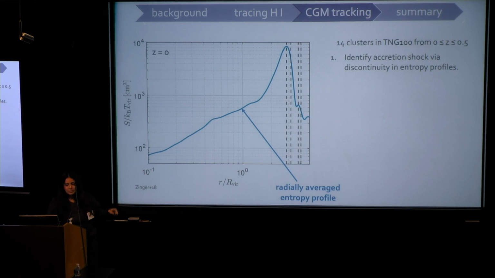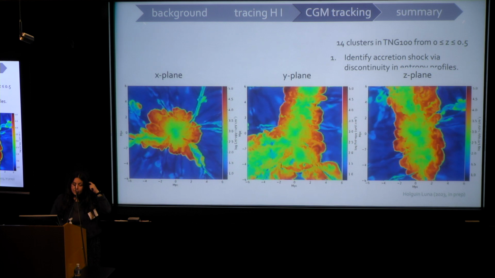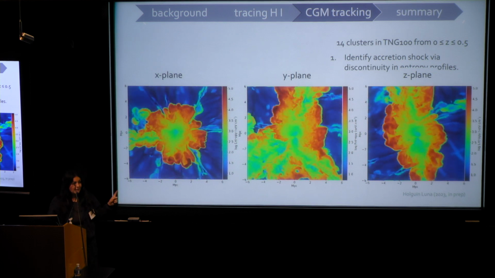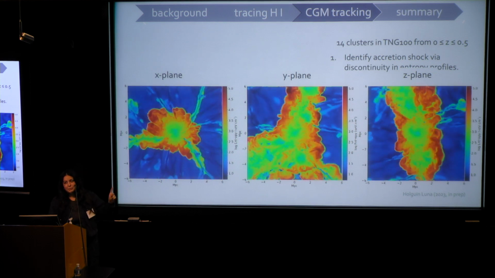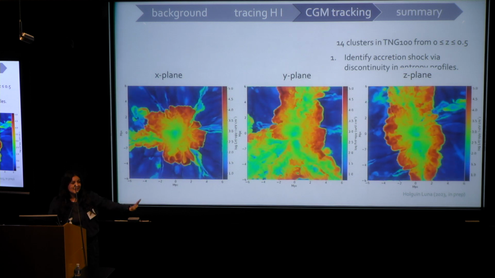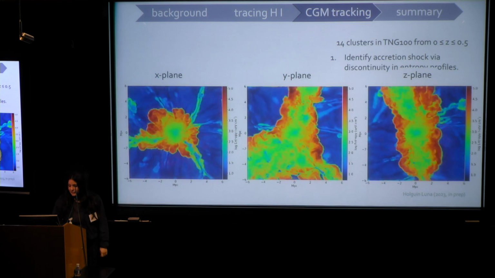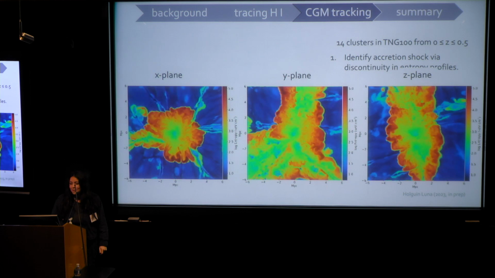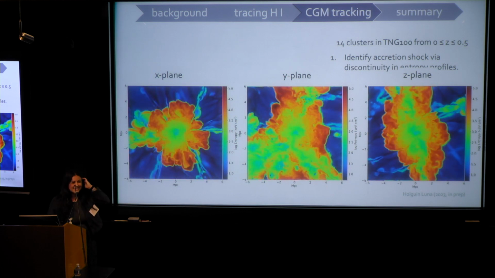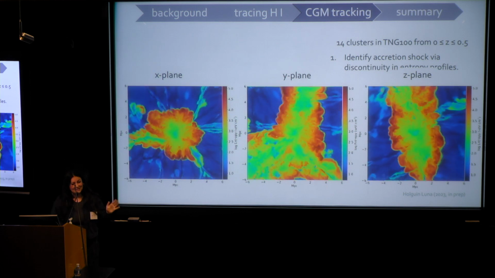You might remember this plot from earlier. This is showing the radially averaged entropy profile. This is typically how people identify the location of the accretion shock in simulated clusters. However, this is all the same cluster from different points of view. In the x-plane, y-plane, and z-plane, you can see that radially averaging might not be the best way to arrive at a single value for the location of the shock.